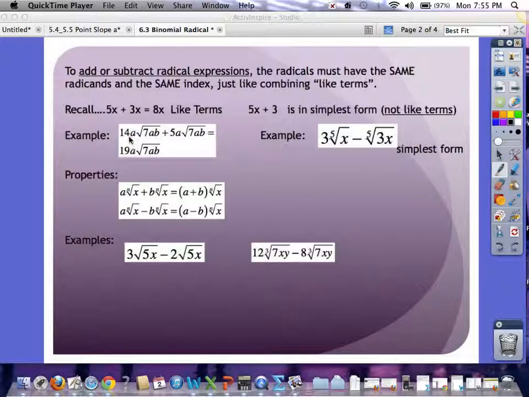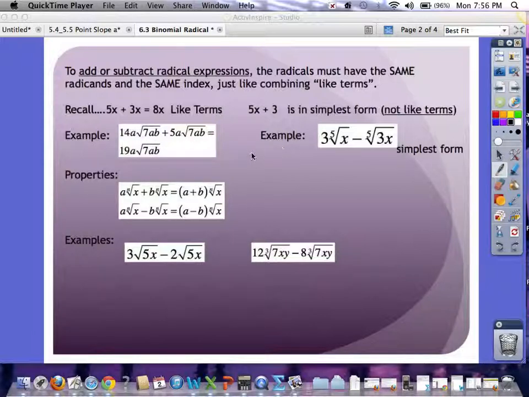All right, so we have 14a times the square root of 7ab plus 5a times the square root of 7ab. Notice that the indexes are the same. They're both understood two. And the radicands are 7ab and 7ab. That means we can put them together. It's like having a variable there. So it really becomes 14a plus 5a, which is 19a, square root of 7ab. So, combining like terms, 14a and 5a make 19a, and then that's times the square root of 7ab.